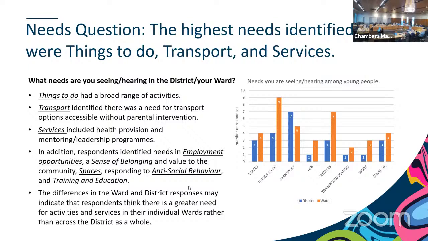In addition, you identified that there were needs in employment opportunities for youth to have a sense of belonging and value within the community, spaces responding to antisocial behaviour, and training and further education. There were some key differences between the ward and the district responses, particularly if you look at things to do and services. There was a higher response rate for the ward versus the district, which may indicate that you think that there is a higher need for these activities and services in the wards rather than a district-wide approach.